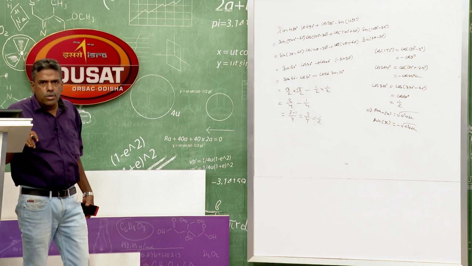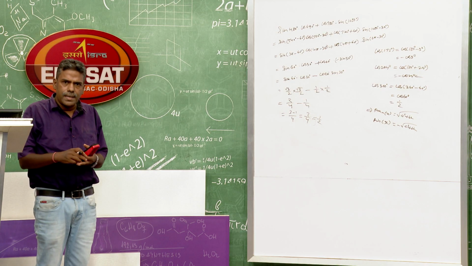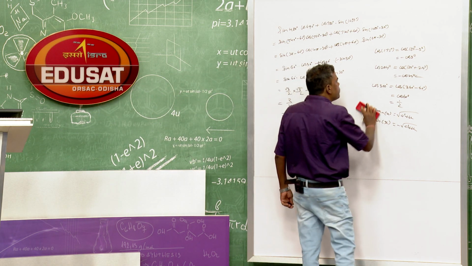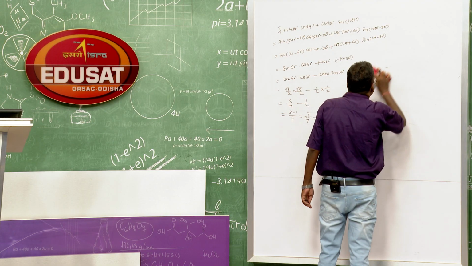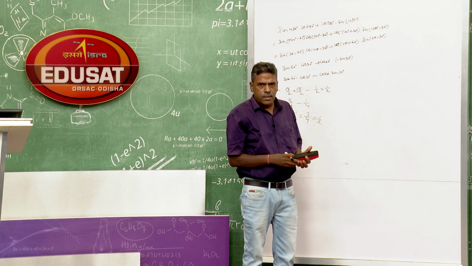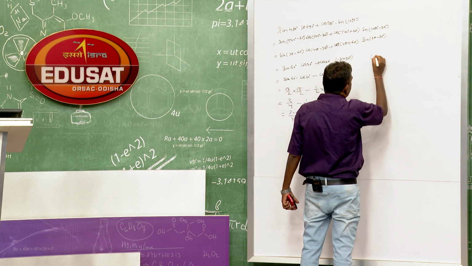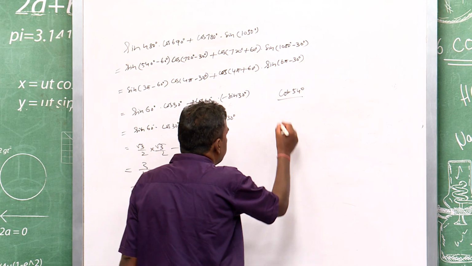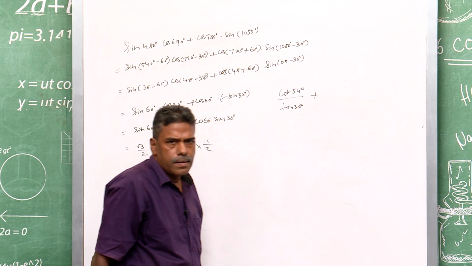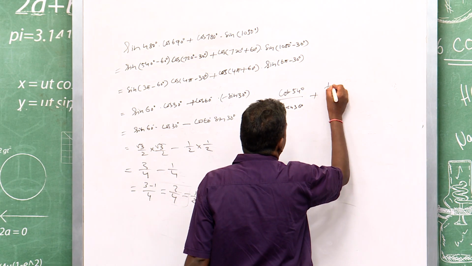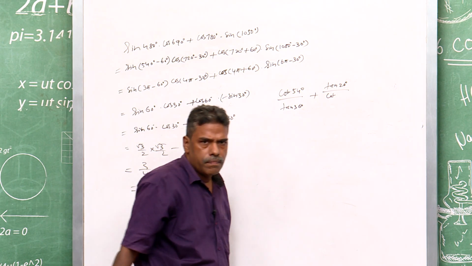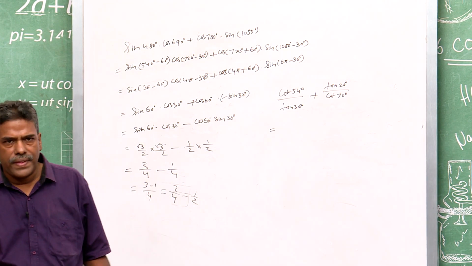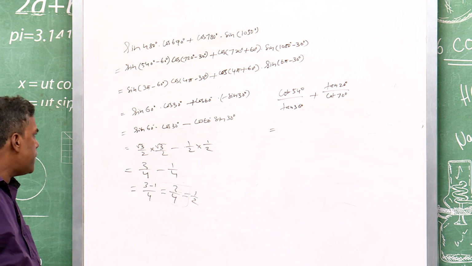Then find the value of cot 54° divided by tan 36° plus tan 20° divided by cot 70°. Find the value of that.